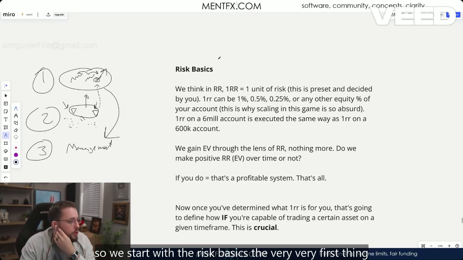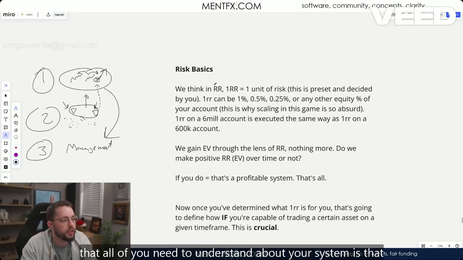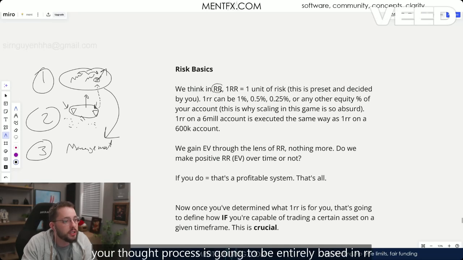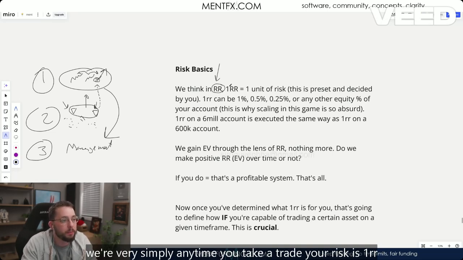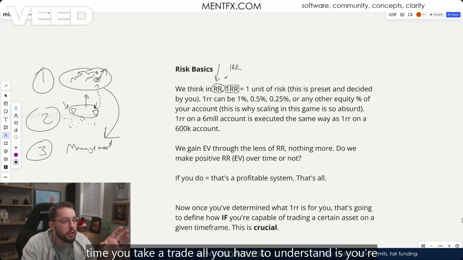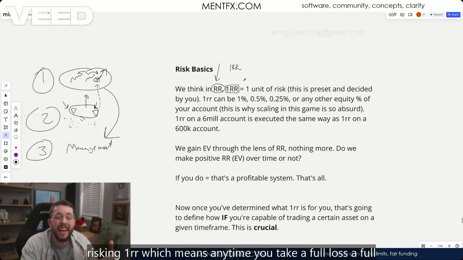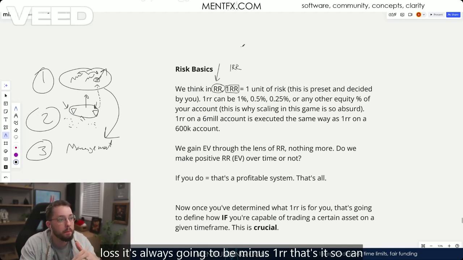The very first thing that all of you need to understand about your system is that your thought process is going to be entirely based in RR, where very simply, anytime you take a trade, your risk is 1 RR. That's it. That's all you need to understand right now. Every time you take a trade, all you have to understand is that you're risking 1 RR, which means anytime you take a full loss, it's always going to be minus 1 RR. That's it.